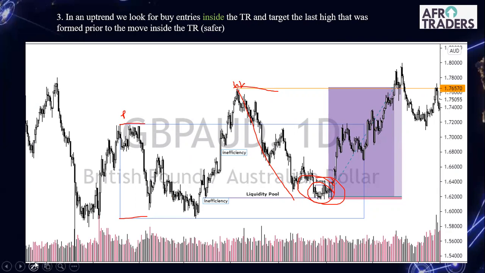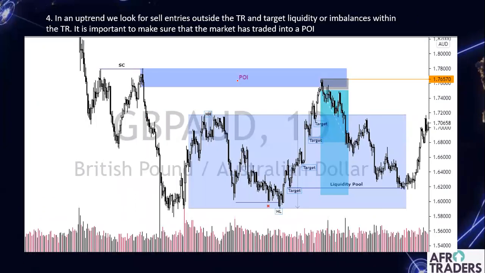All right. I believe this is very simple. You buy inside the trading range and then you target the high that is outside the trading range, this particular one. Okay. Now, number 4, in an uptrend, we look for sell entry. So the first one was about buy entry. Look for sell entry outside the trading range, right? After we broke this one, start looking for sell entries outside the trading range.